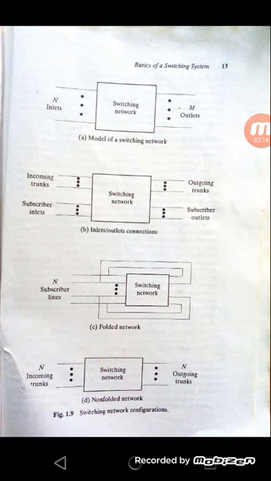The hardware used to establish such a concentration is called a switching matrix or switching network. For example, we are seeing the first method, the model of a switching network. In this, on the input side we apply n number of inlets and on the output side we get m outlets.